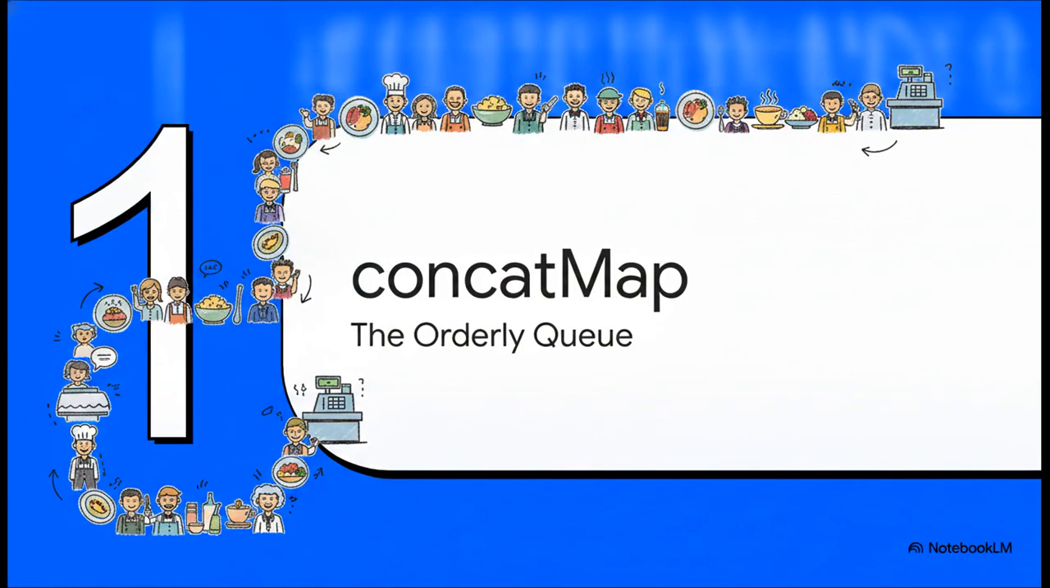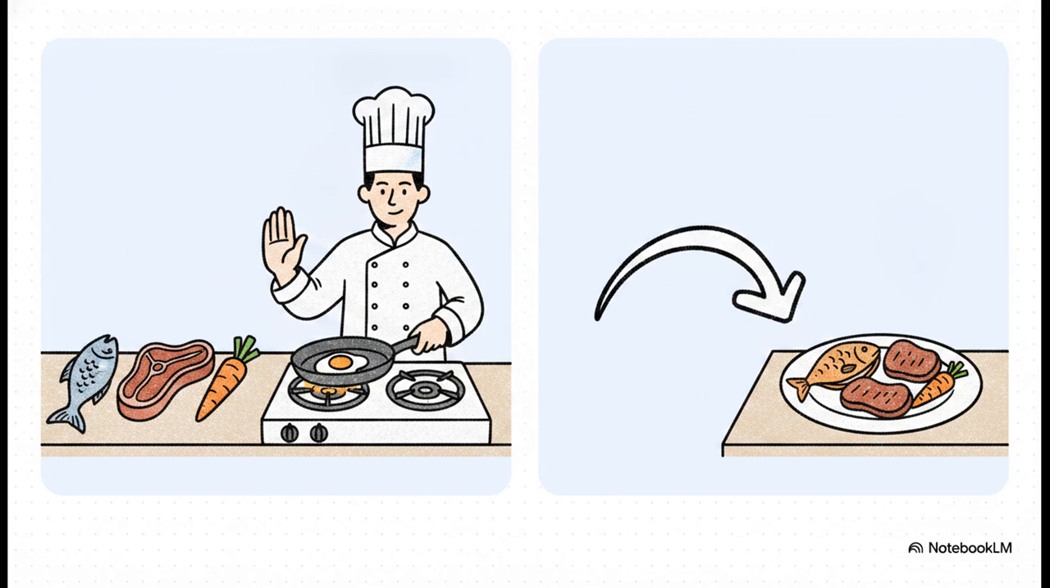Number 1. ConcatMap, the orderly queue. Imagine a strict, orderly queue at a restaurant where orders are cooked one by one. The chef flat out refuses to start cooking the next meal until the current one is entirely plated and finished. Technically speaking, this is exactly what concatMap does. It takes each emitted value and waits for the inner HTTP request to completely finish before it'll even look at the next value in the stream. It guarantees perfect sequential execution.